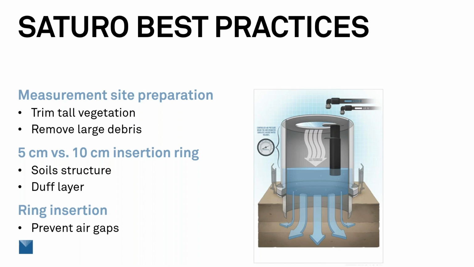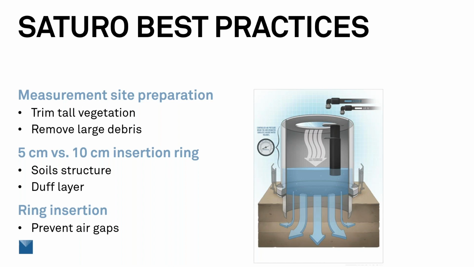Now that we have our site ready, the next question is, I have different options of ring depths. I have a 5 centimeter or a 10 centimeter insertion ring. Which one should I use? Ultimately, this comes down to 2 things for me. It comes down to the soil structure. I typically recommend using the 5 centimeter ring for soils that have strong structure and are going to hold up well, because the 5 centimeter ring is going to have the least amount of impact on the soil and disturbing the soil. So it's going to have the least disturbance.